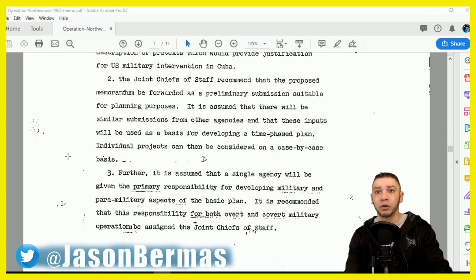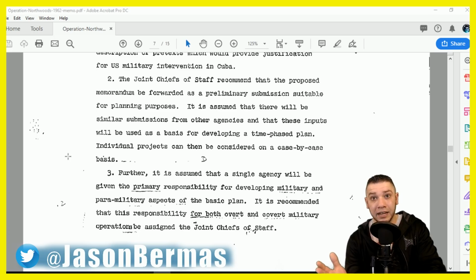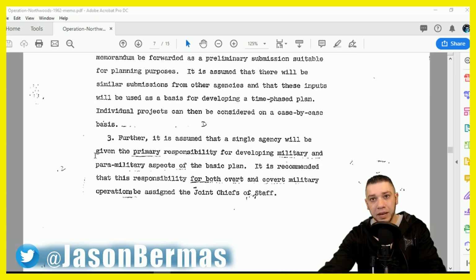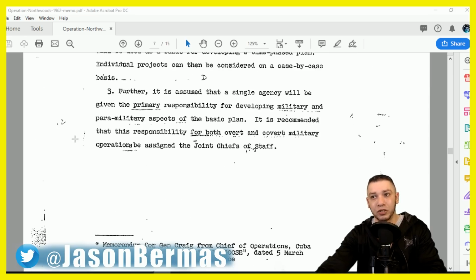It is assumed that there will be a similar submission from other agencies, that these inputs will be used as a basis for developing this time-based plan. Individual projects can then be considered on a case-by-case basis. So again, they're talking about this case-by-case basis. We're going to get to those shortly, folks, I promise you.